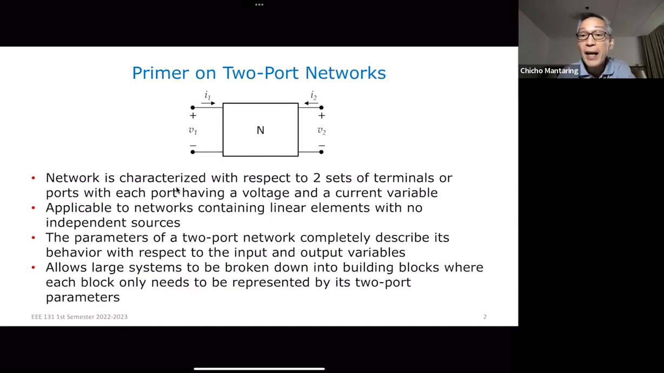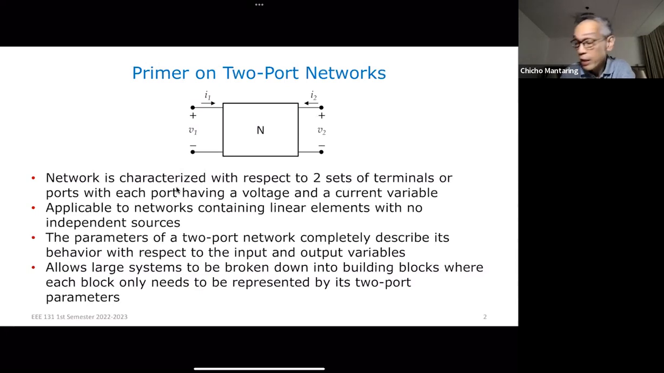If you have a very complicated system, but you're only dealing with two ports, okay, then we try to simplify the inside of that system with a set of parameters. And that will simplify the analysis of the system, or the analysis of the bigger system that this system is part of. Are there any questions with regard to this? Any questions?